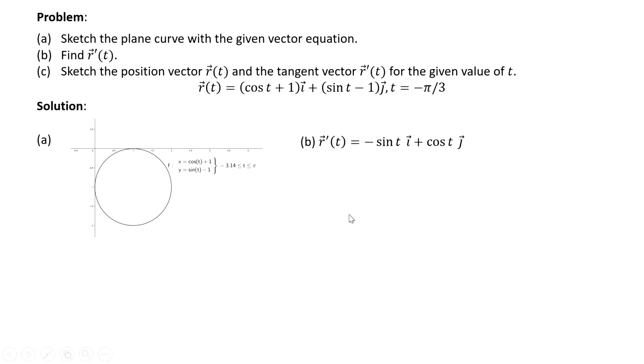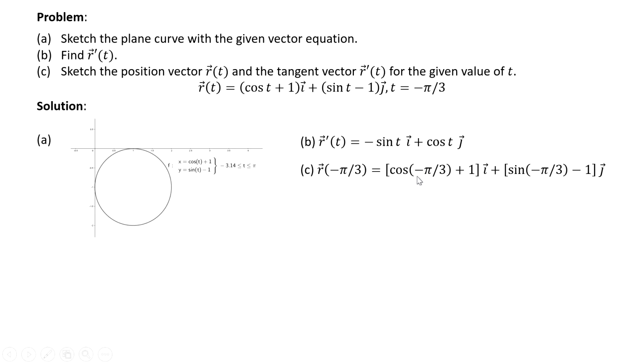Sketch the position vector r of t. Ooh. Any idea how to do that? At t equals negative pi thirds. A piece of cake. Just plug in negative pi thirds for t and figure out the x coordinate and the y coordinate. And it would lie somewhere on this graph. So, like I said, just evaluate r of negative pi thirds.